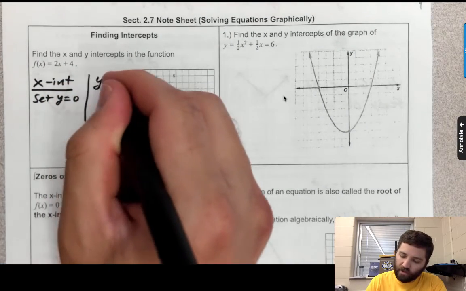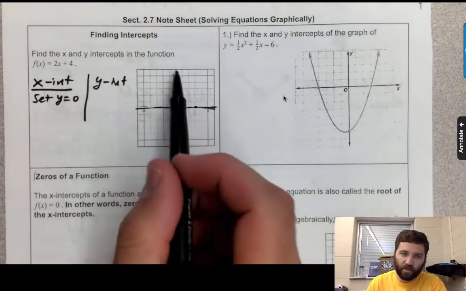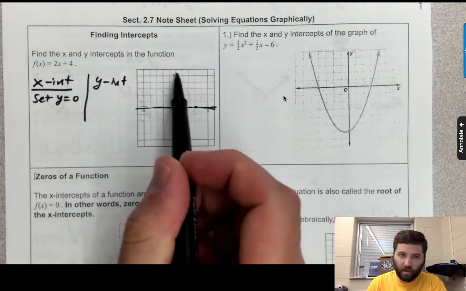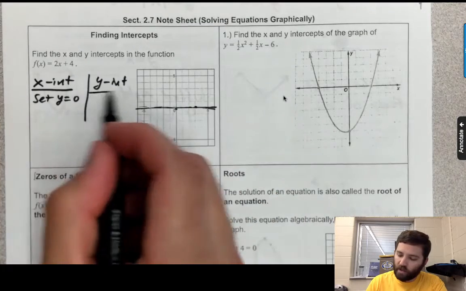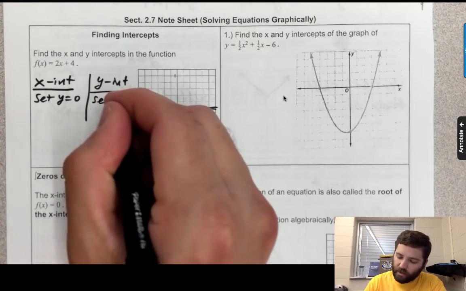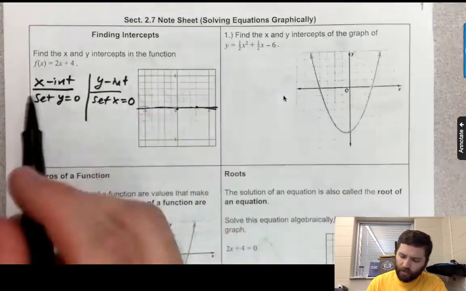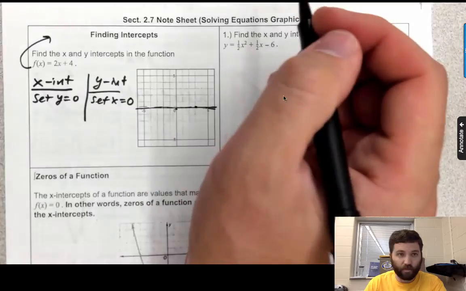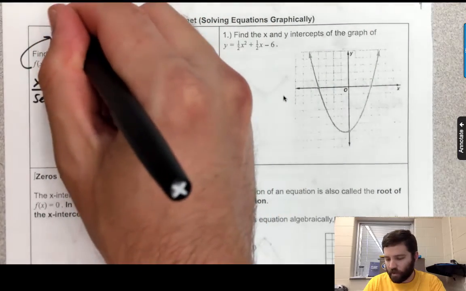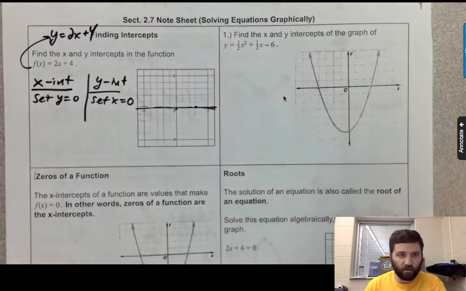To find the y-intercept, you do the opposite. So wherever the y-intercept is, x will be 0, right? Because it'll be along the y-axis here, where x is 0. So to find the y-intercept, you set x equal to 0. Remember that if we have a function f of x equals 2x plus 4, we can write that as y equals 2x plus 4 for our purposes. That's totally fine.